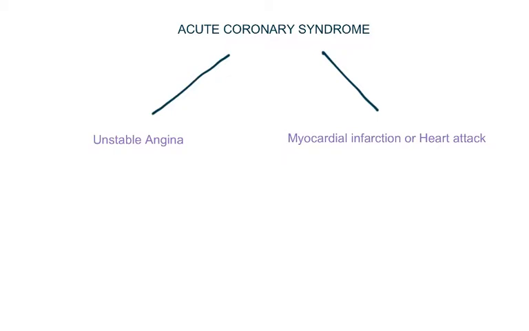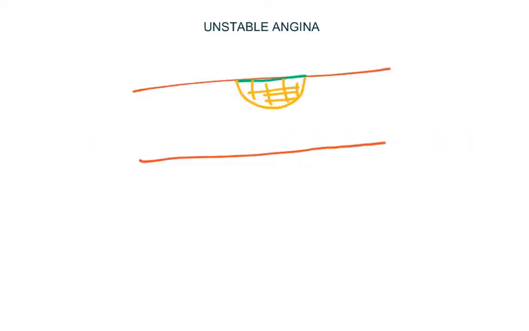When things get worse than stable angina, it refers to acute coronary syndrome, which is further divided into unstable angina and myocardial infarction, also called heart attack. Now let's go back to the plaque to understand what unstable angina is. Sometimes due to hypertension or some other risk factors, this plaque ruptures. Basically, its covering bursts and it exposes its fatty material.